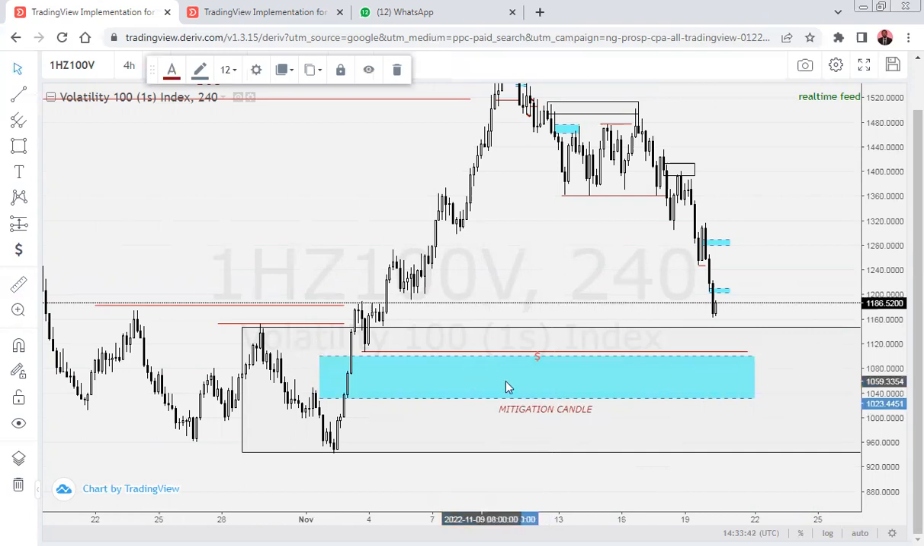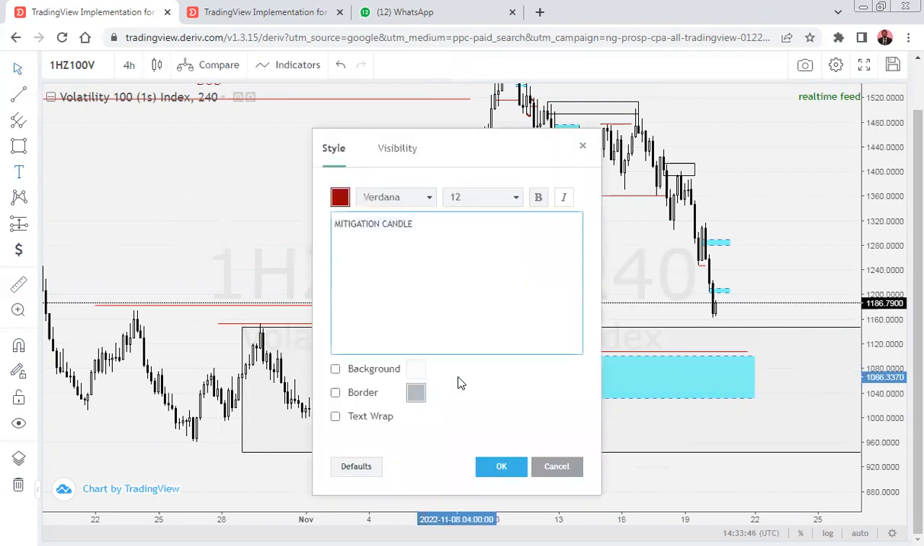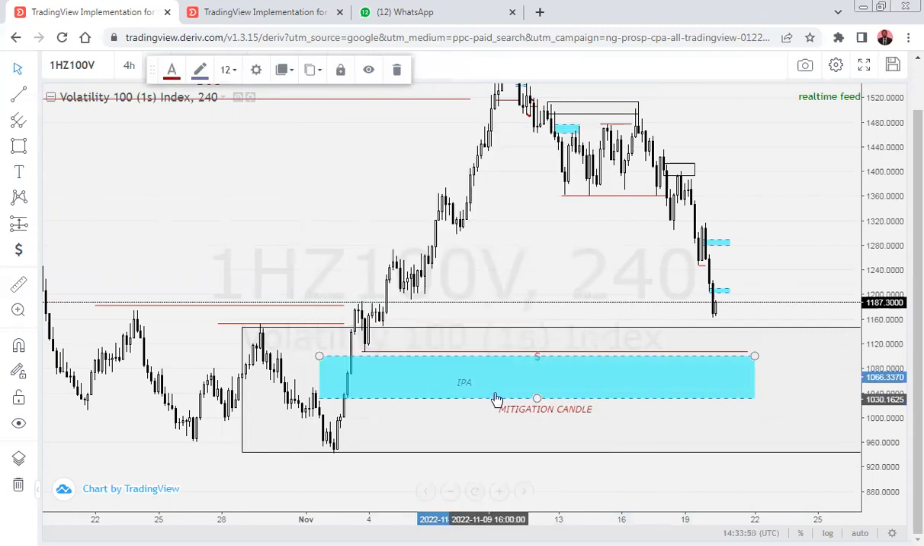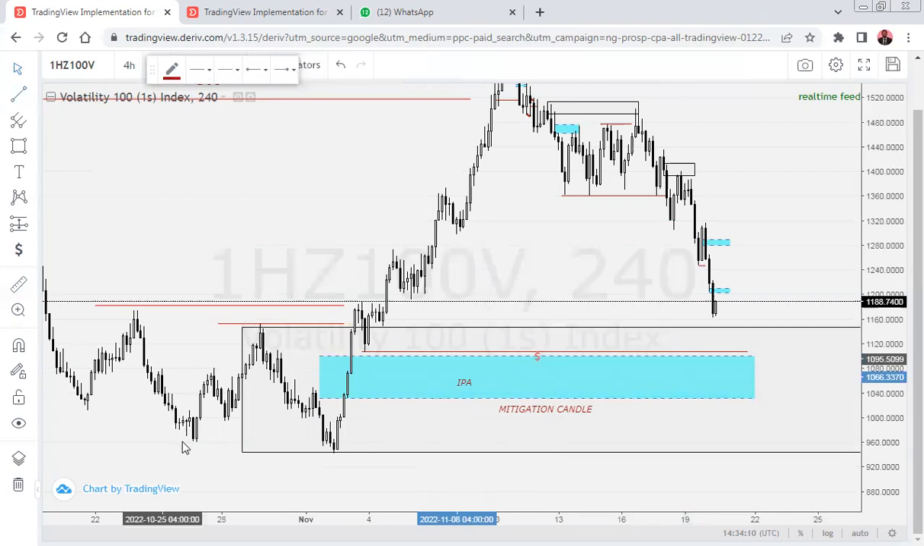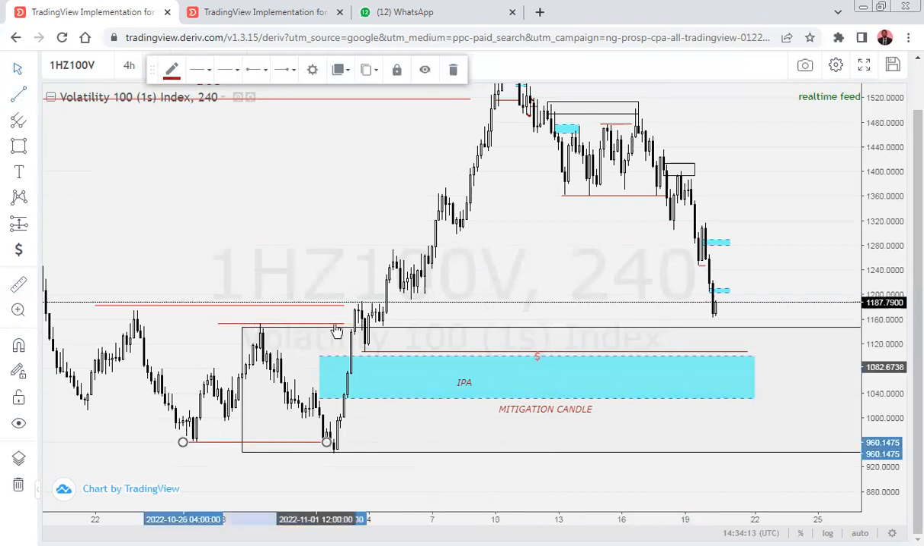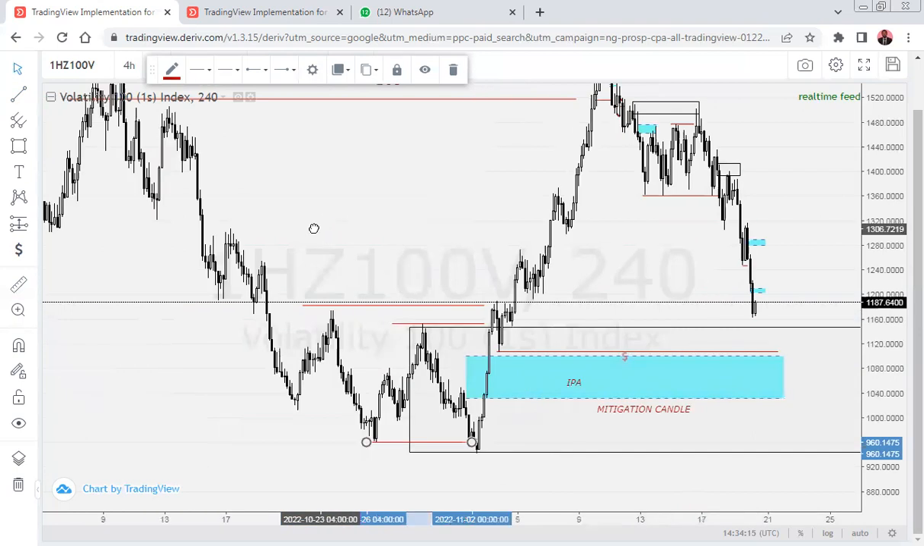All right, let me write this: IPA, or imbalance, insufficient price action. I just call it IPA so that you know what we are calling for. Now the imbalance is above or within the institutional candle, telling you that there was a fast move. A greater order was in this whole institutional candle that moved down, took out this liquidity, and then gave us the break of structure that rallied up.